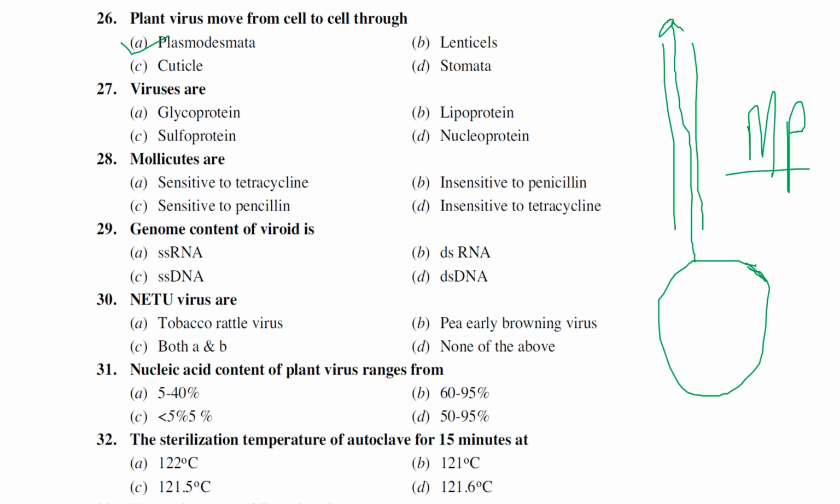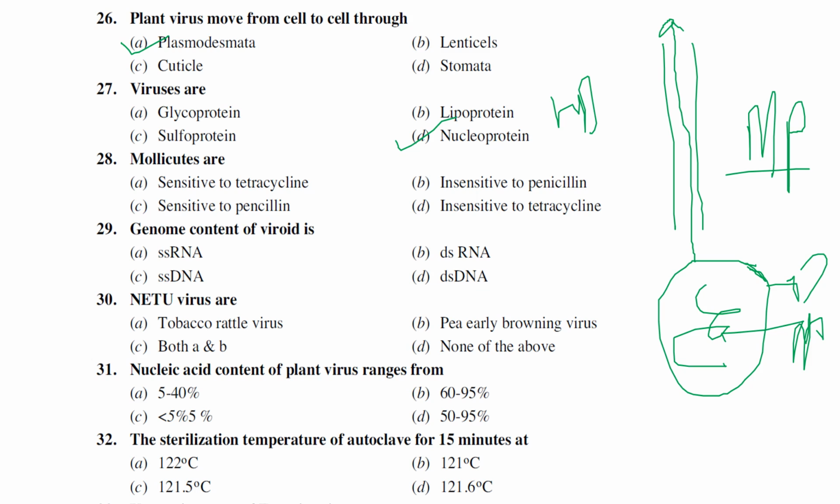The next one is viruses. Viruses are generally glycoproteins, lipoproteins, sulfoproteins, or nucleoproteins. Viruses are generally nucleoproteins because they are a combination of nucleic acid and protein. If you see this virus, these are the components: a nucleic acid and a protein coat. Rather than that, the virus contains nothing, unlike a eukaryotic cell that contains ribosomes and other things. The virus contains only two components, nucleic acid and protein coat. So Bawden and Pirie in 1936 called virus a nucleoprotein.